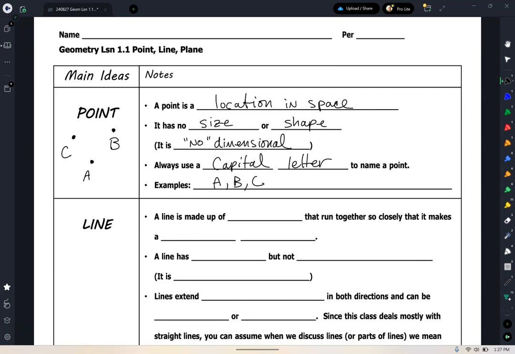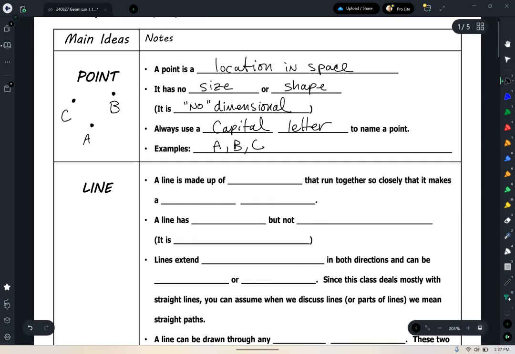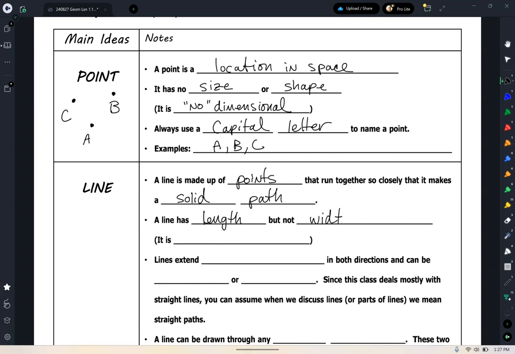Okay? All right, so let's talk about a line. All right? So a line is made up of points that run together so closely that they make a solid path. Now a line has length, but not width, which makes it one-dimensional.